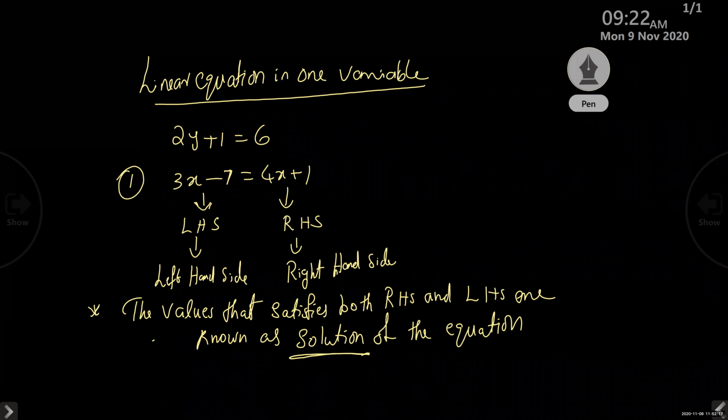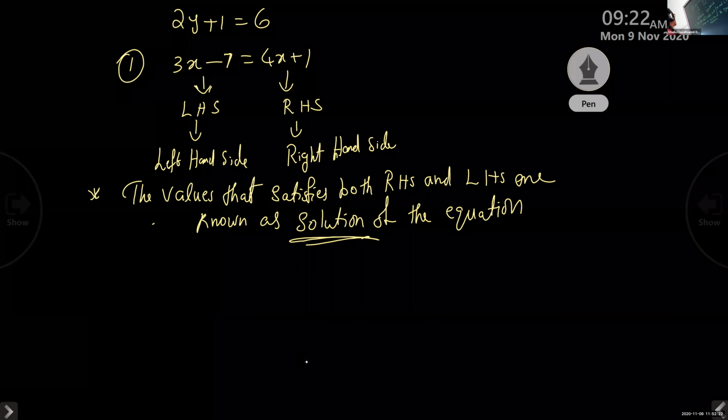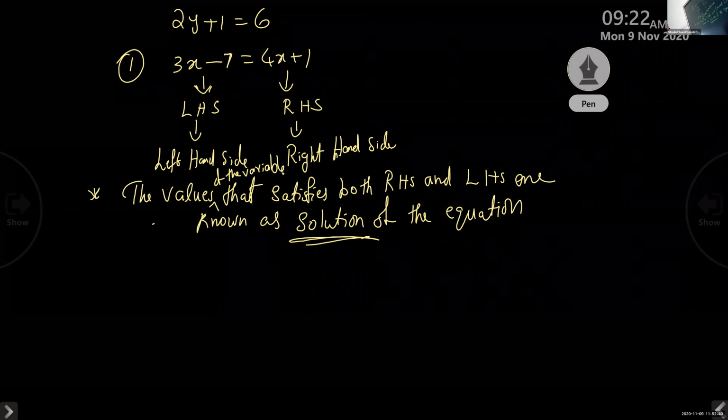Solution, you underline. What is the solution? Finding values of the variables. The values of the variable that satisfy both RHS and LHS are known as solution or solutions of the equation.